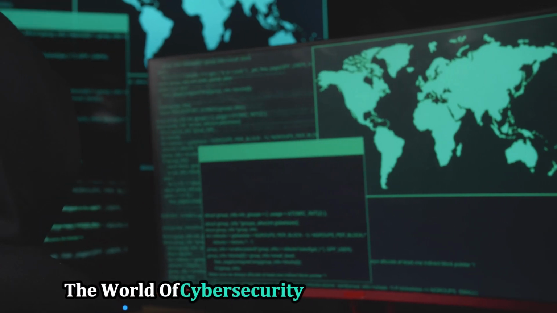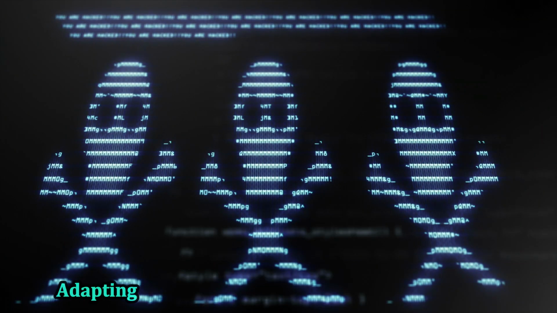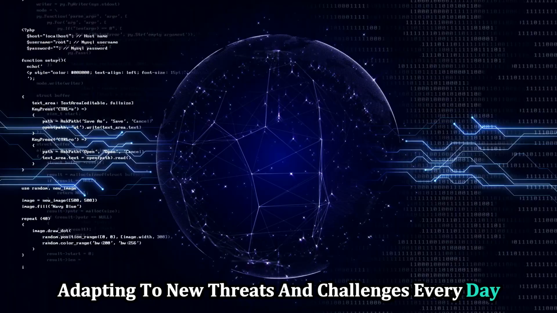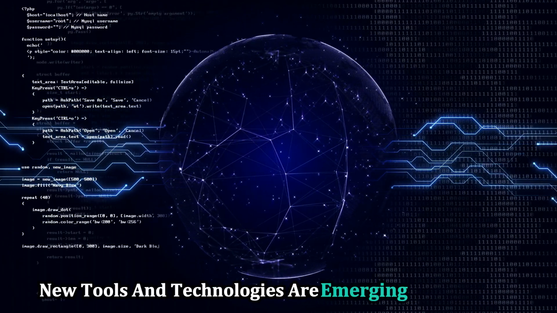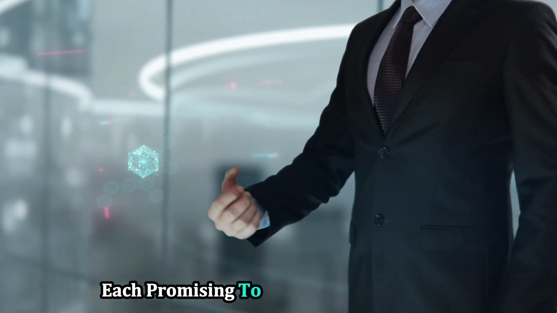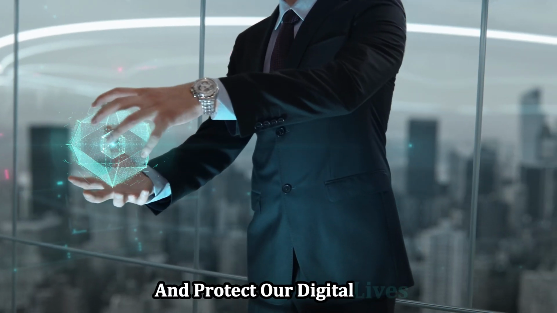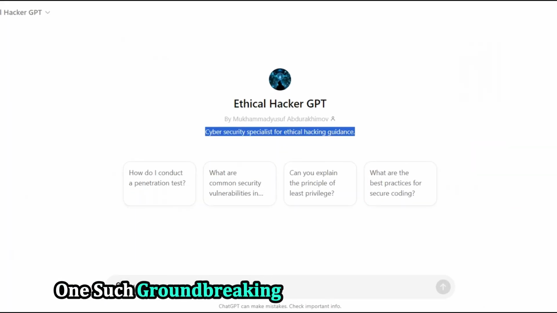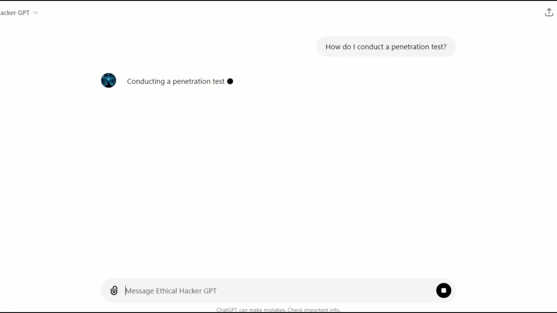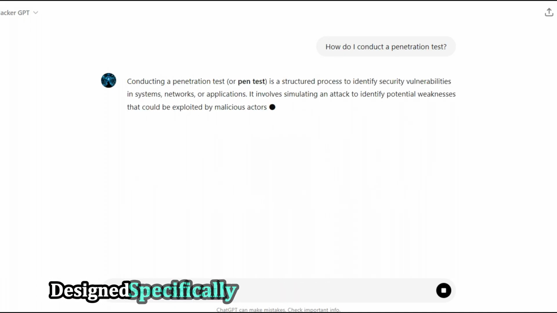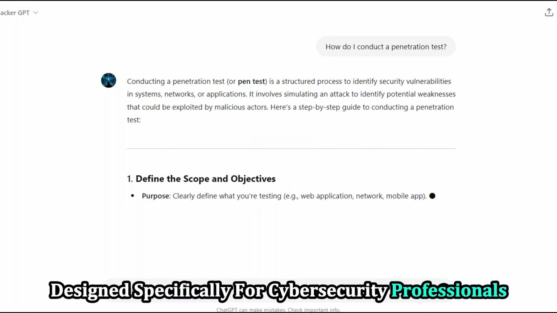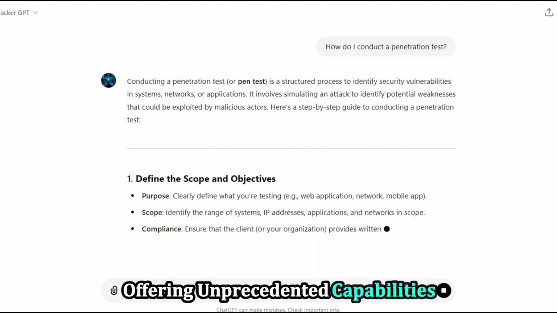The world of cybersecurity is constantly evolving, adapting to new threats and challenges every day. New tools and technologies are emerging all the time, each promising to enhance our defenses and protect our digital lives. One such groundbreaking innovation is Hacker GPT, a powerful language model designed specifically for cybersecurity professionals, offering unprecedented capabilities.